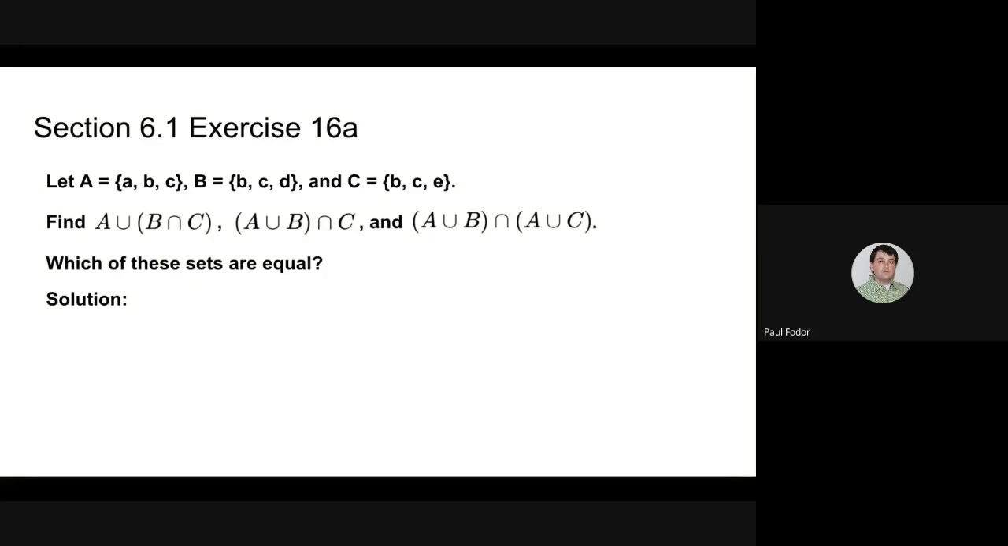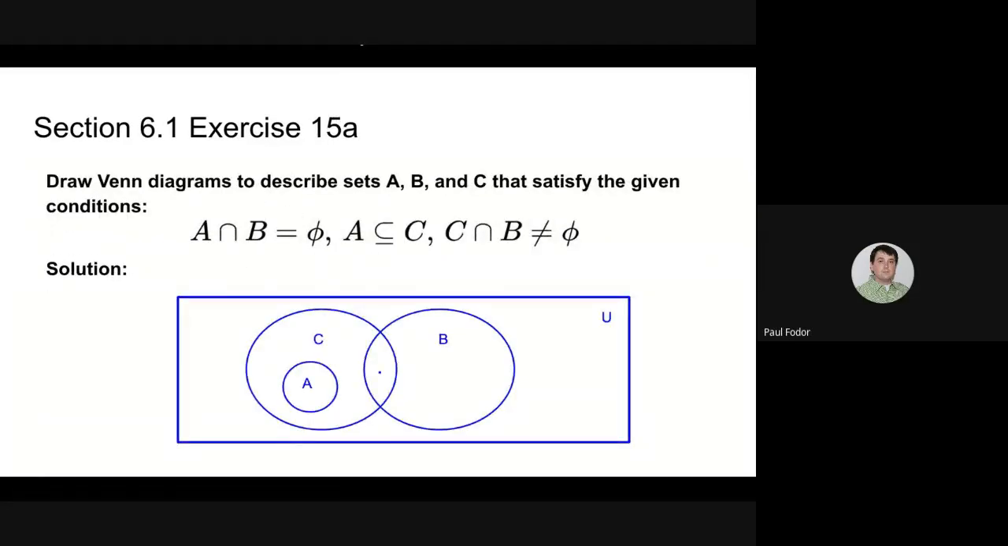There is a question about the previous question 15 in the chat. So Alisa asks, for question 15, can B be a subset of C but does not intersect with A? So go to the previous question. So the answer is yes, but the statement here says, is it true that for all sets A, B, and C, these properties are satisfied?